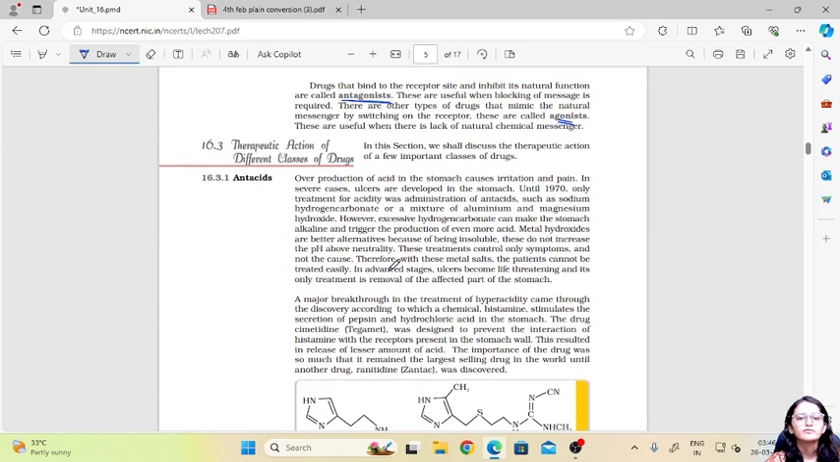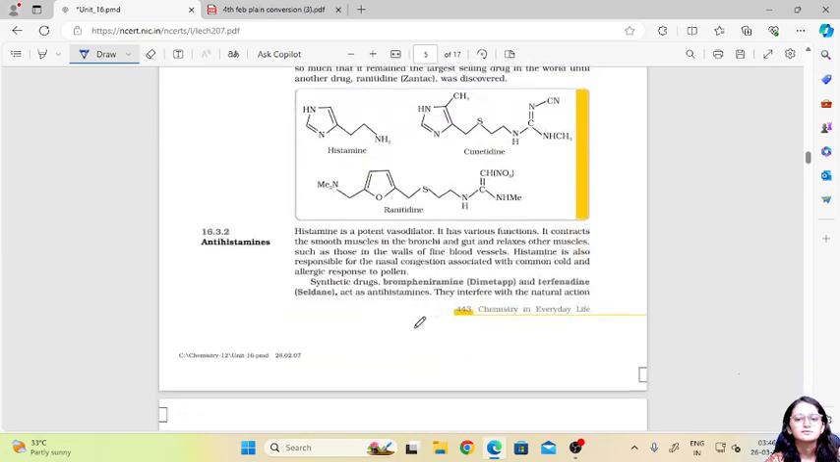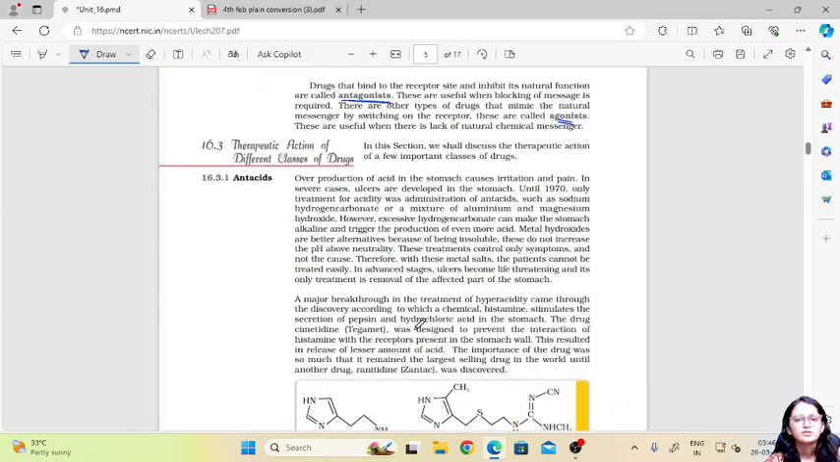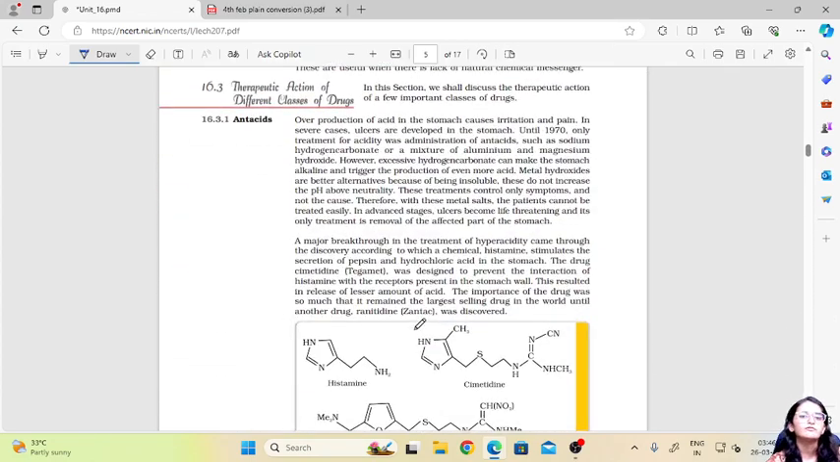Then the therapeutic action of different classes of drugs. Here we will see different classes of drugs which help in curing some common diseases. First of all we will see antacids. We are all familiar with antacids; we have studied this in our lower classes also. When there is an excess of acid produced in the stomach, we take an antacid to neutralize it. Basically an antacid is a base, so the major component is a base. We will see which antacids are important to us.